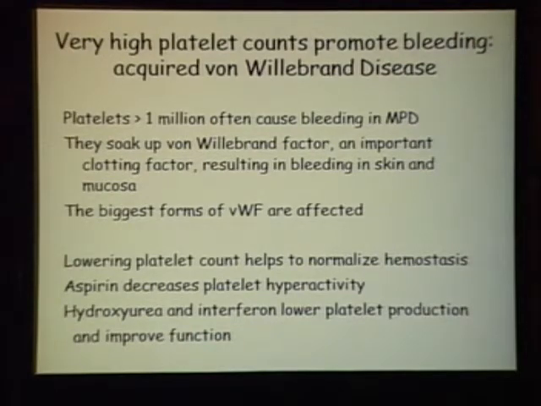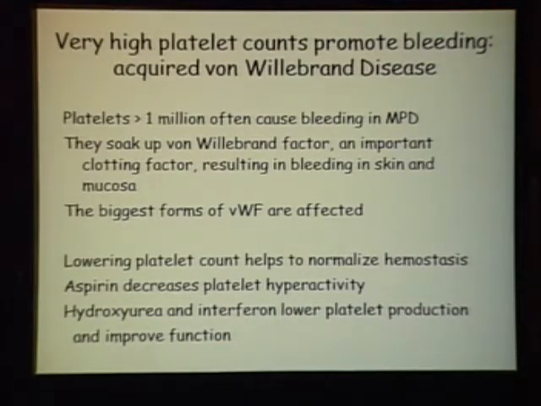Von Willebrand's disease is usually an inherited disease in which this particular clotting factor is either abnormal or low. If you lower the platelet count, the hemostasis can normalize again. Aspirin is helpful here also to decrease platelet hyperactivity, whereas hydroxyurea and interferon, as you have heard earlier, will lower platelet production and improve platelet function to some extent.